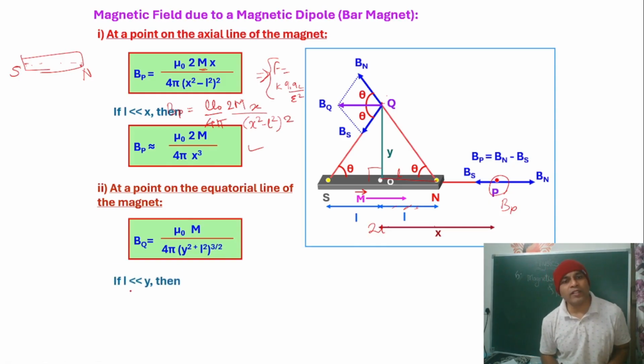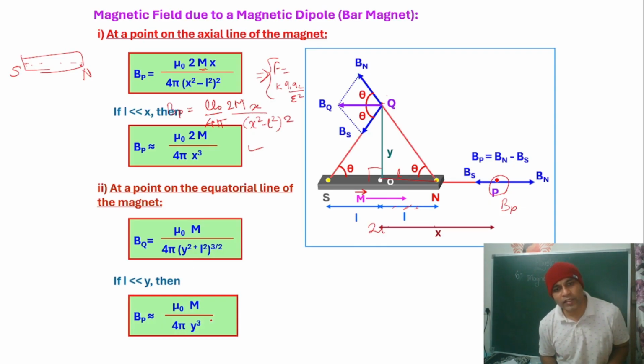So if L is very much less than y, then again in the same way we can write y square to the power 3 by 2, the 2 is cancelled by this, and it remains y cube. Same expression, same mu 0 M, but here it is not 2M. So why did 2M come there? Because there two dipoles are acting, and here only one dipole is acting, right?